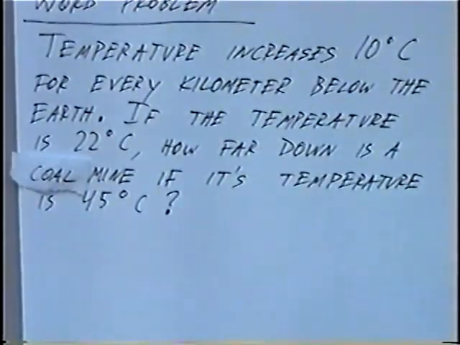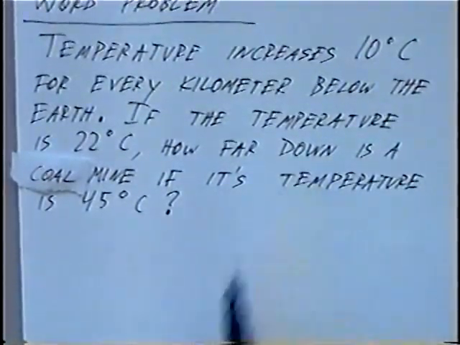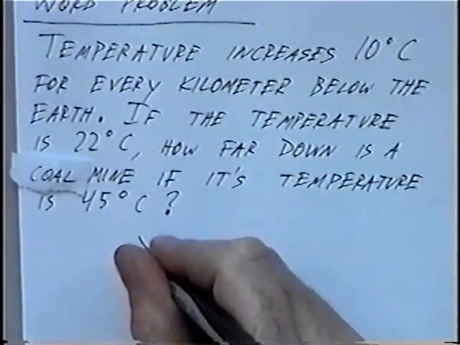Temperature increases 10 degrees Celsius for every kilometer below the Earth. If the temperature is 22 degrees Celsius, how far down is a coal mine if its temperature is 45 degrees Celsius? Again, for this word problem, we can write an equation and solve for a variable. We're looking for how far down the coal mine is. How far down the coal mine is can be represented by x.